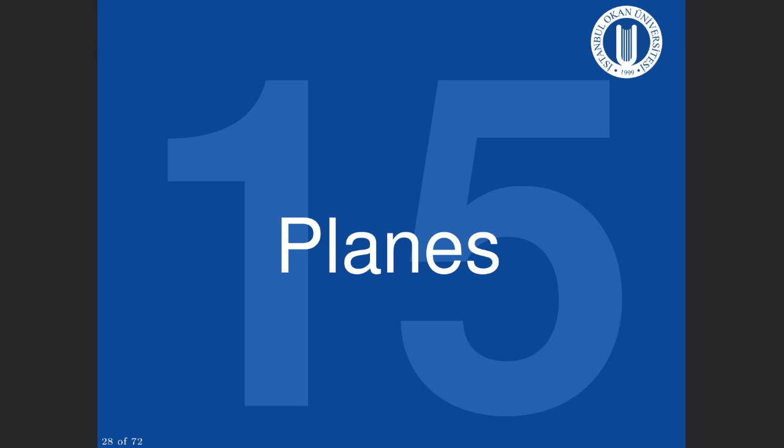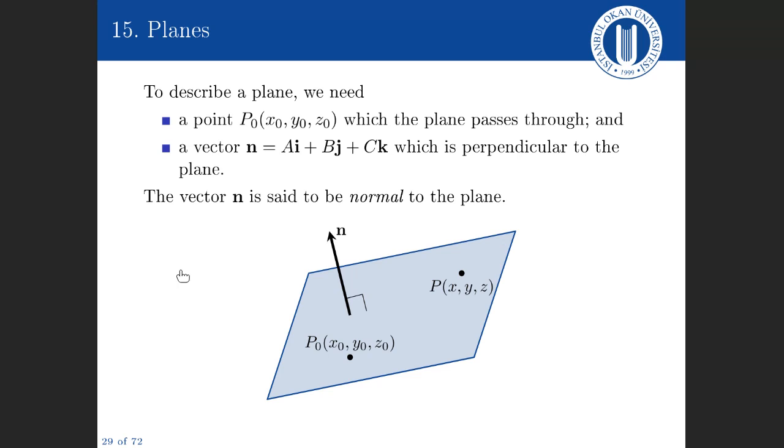Our second chapter for today is about planes. To describe a plane, we need a point through which the plane passes, and we need a vector. And in this case, we need a vector which is perpendicular to the plane. Or to say it another way, we need a vector which is normal to the plane. Let P0 be some point in the plane, and let n be our vector which is orthogonal to, or perpendicular to, or normal to the plane. And let x, y, z be any other point in the plane.